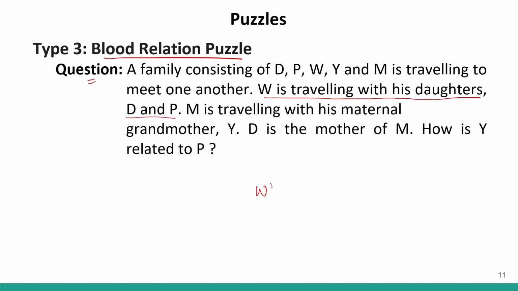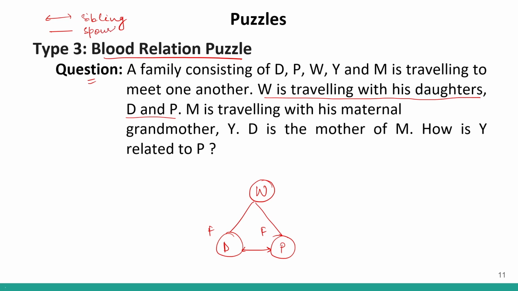So W, we don't know the gender of W. It could be mother or father. But W has 2 daughters D and P. So daughters means they are female, correct? And they are siblings. I'm using this to denote the sibling bond in the same generation, and I'm using this within the same generation to denote the spouse bond.